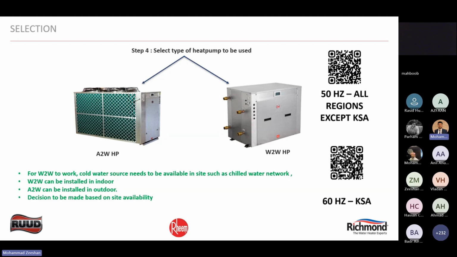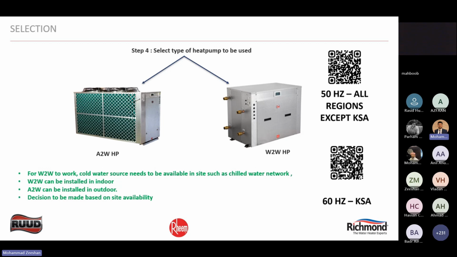Water to water can be installed indoor in tight spaces. It can be stacked upon each other. So if you have a tight space, you have a chilled water, for example, then we propose a water to water heat pump system. You have a larger roof space, go for air to water because air to water is the best solution. It can work throughout the year. It can work up to 52 degrees ambient from 0 degrees. So it's one of the best systems that you can offer if you have enough space outdoor.